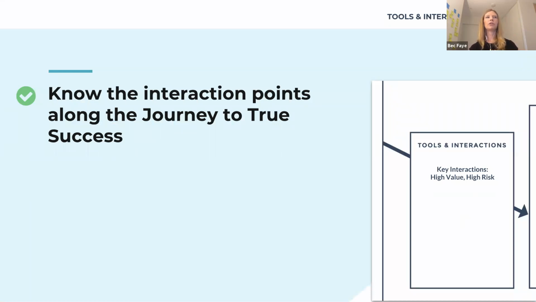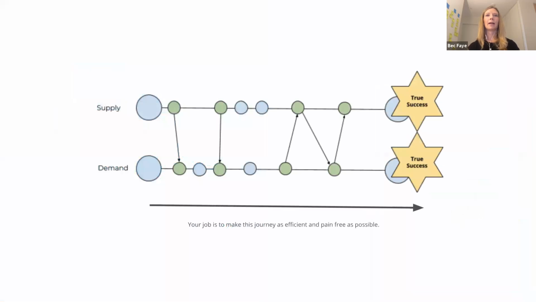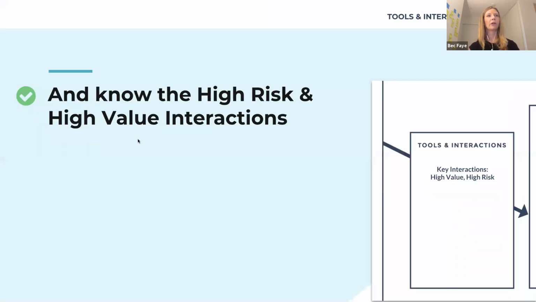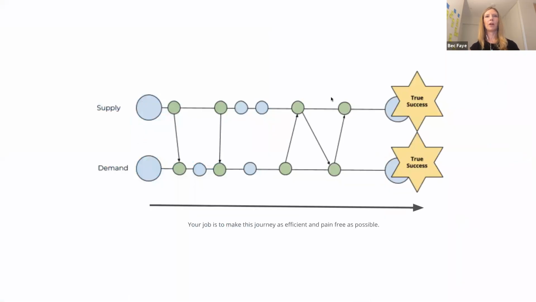Now, it's critical to really understand what the key interaction points are along the journey to true success. Let's have a look. As we saw before, we've got the supply and the demand. We know that they're both moving along that path to their true success. And along that journey, there are interactions they'll have with the platform itself, and also interactions that they'll have with each other.